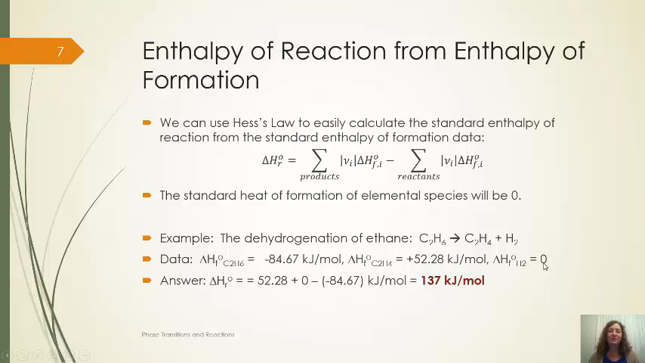It's still 0. So for my answer, I'm forming these, so I just simply take these and add them. I am breaking apart this to make these, so therefore I subtract that heat of reaction. So the heat of formation of the products minus the heat of formation of the reactants tells me that I have a positive 137 kilojoules per mole.